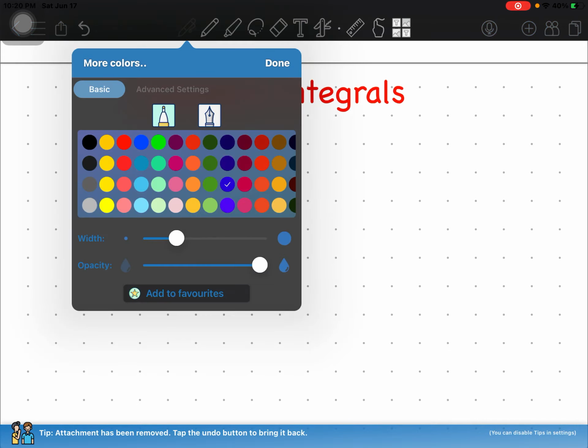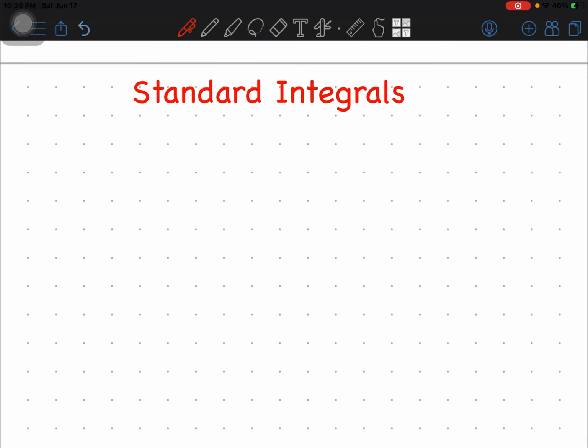The first one that we want to use is the integral of ax power n dx, equal to ax power n plus 1 over n plus 1, plus c. So I think we have already discussed this. Wherever you see a multiplied by x power n, this is how we integrate it, and actually it's the power rule.